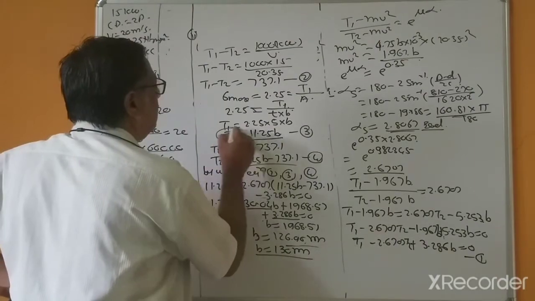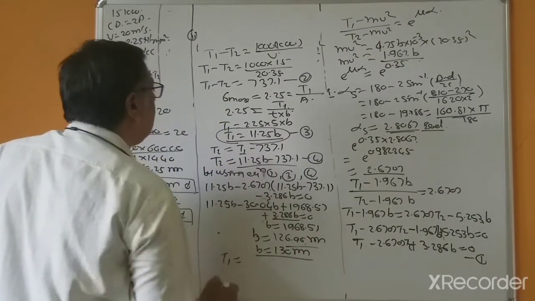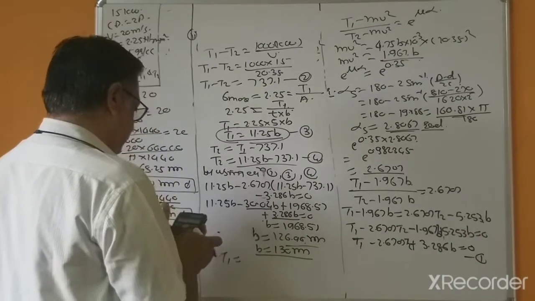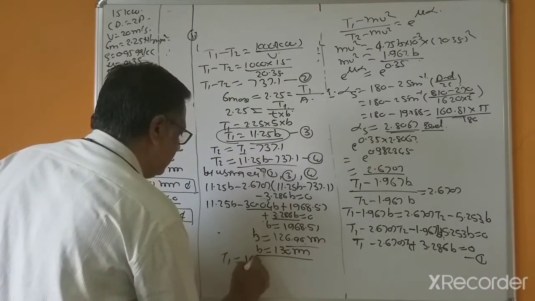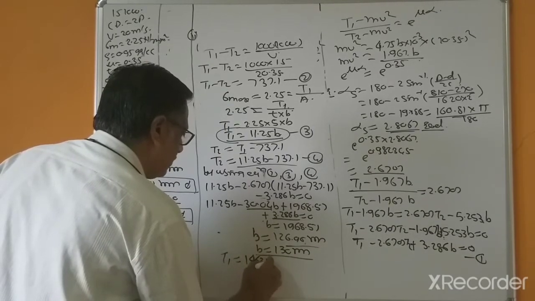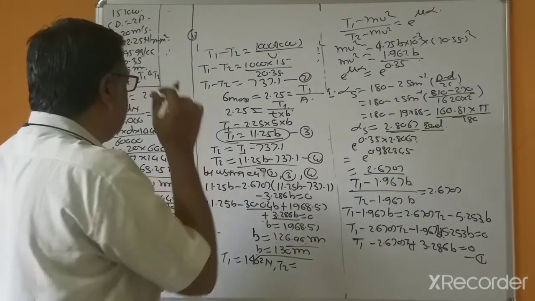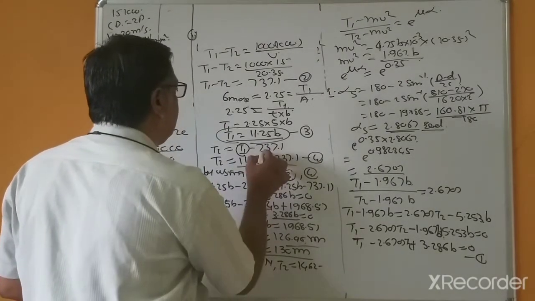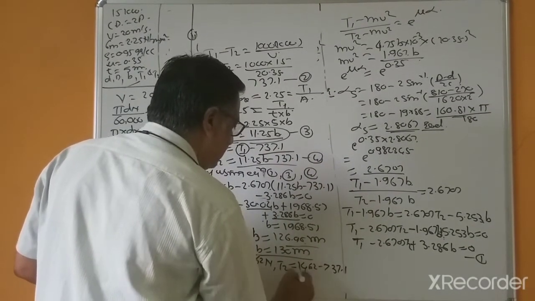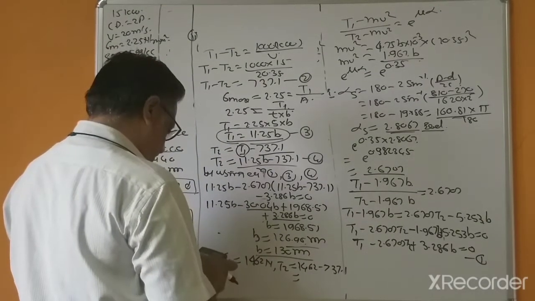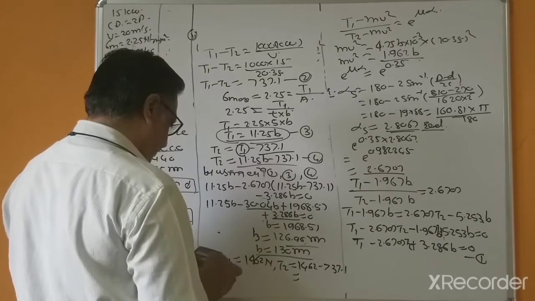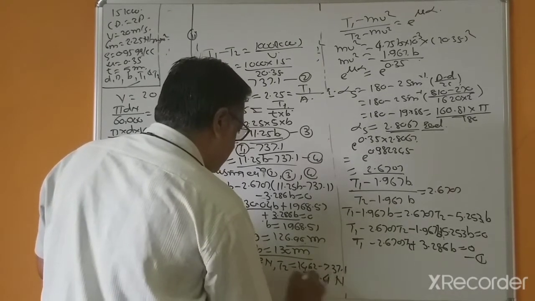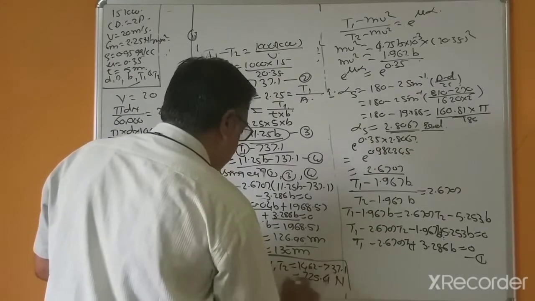So that's why T1 equal to 130 multiplied by 11.25, 1462 Newton, and T2 equal to this T1, 1462 minus 737.1, equal to 724.9 Newton. And this is your third answer.